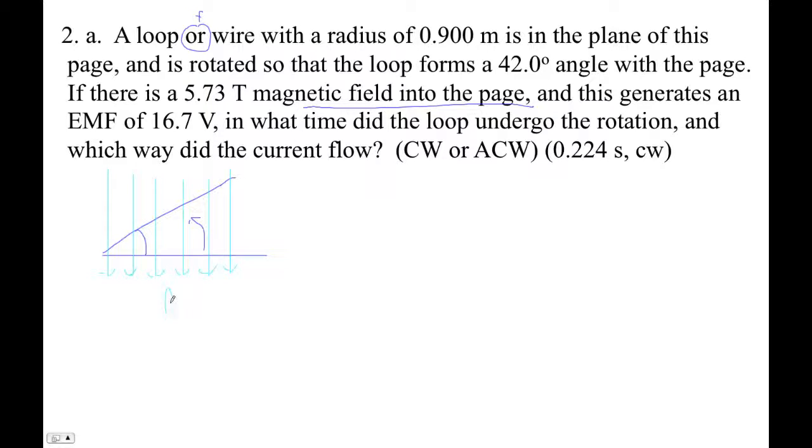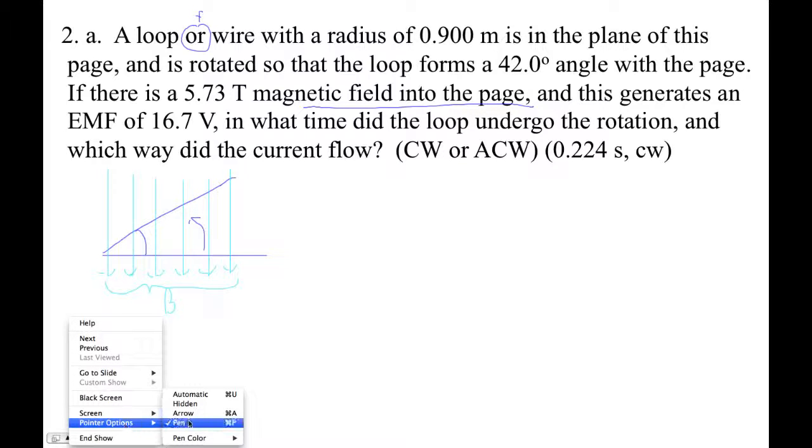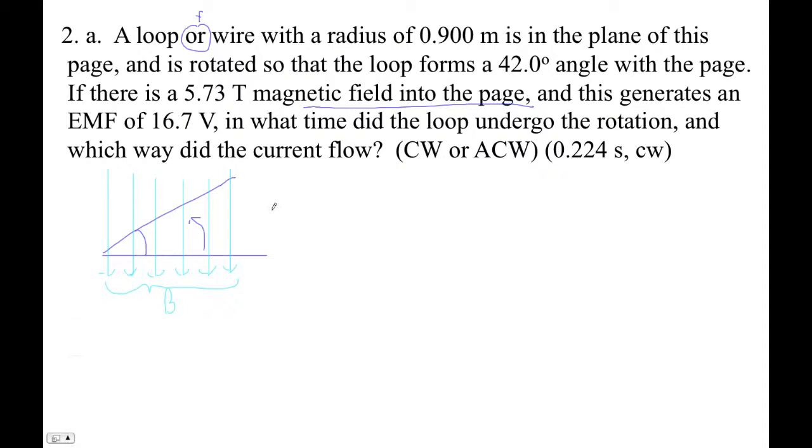So this is my magnetic field here, into that page, right? All right, and so what's happening here, I believe, is that we are losing flux into the page. So if we lose it, we replace flux into the page, and the way to do that is to go clockwise, right? Because clockwise creates flux into the page.